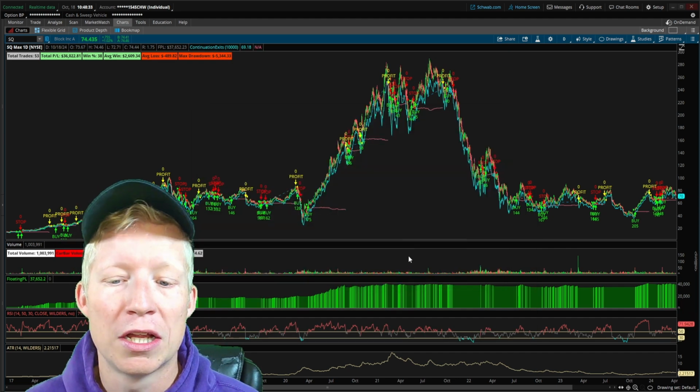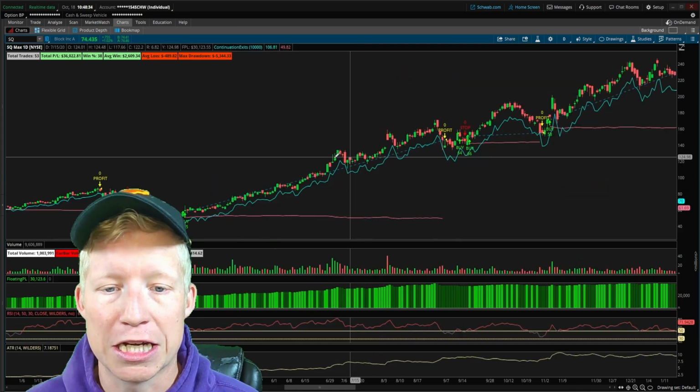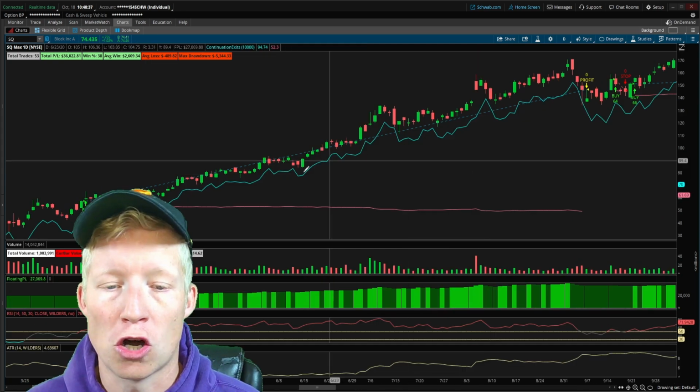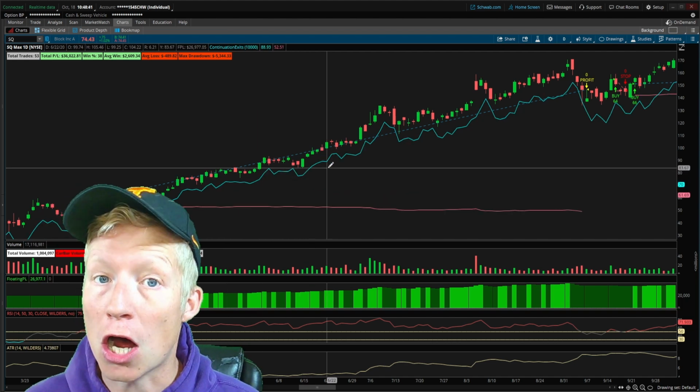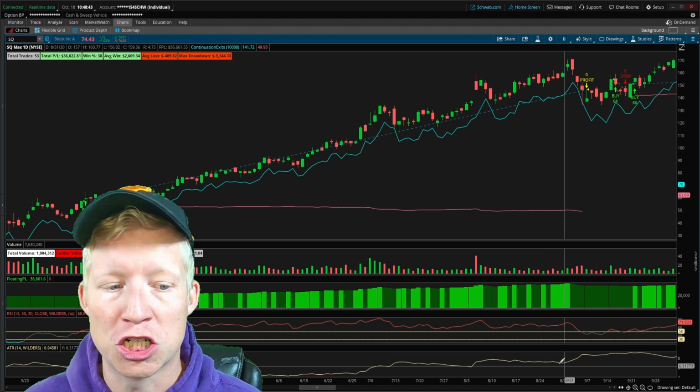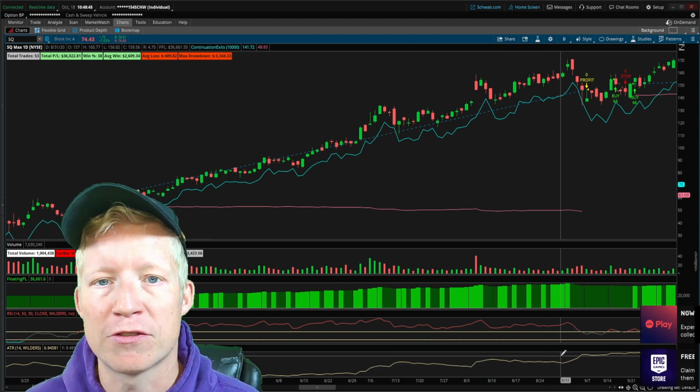I promise you it will, because I also have these exit conditions plotted on the chart. Our profit condition, of course, is this cyan line here. So the ATR, the average true range, that is this indicator you're seeing at the bottom of my chart.